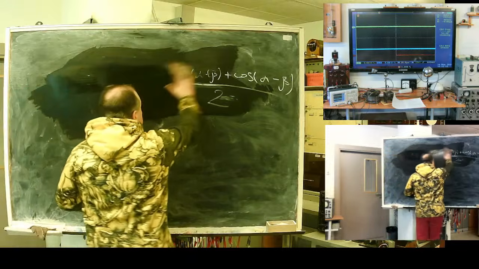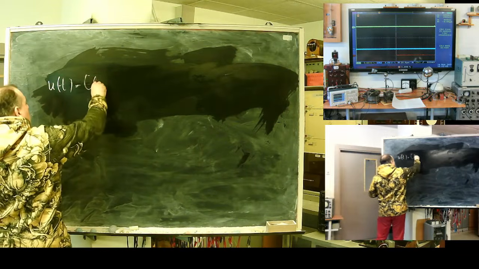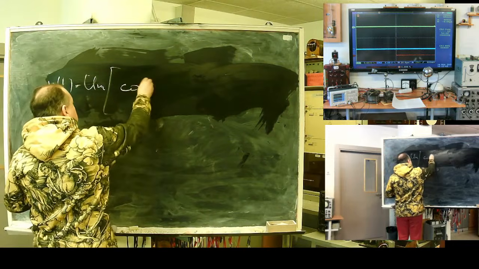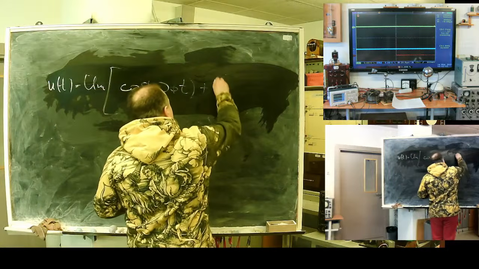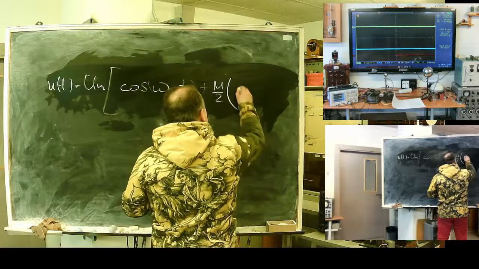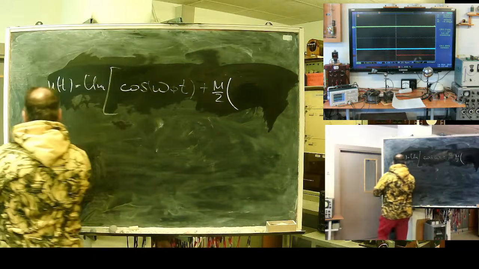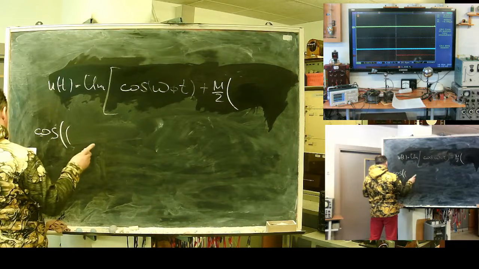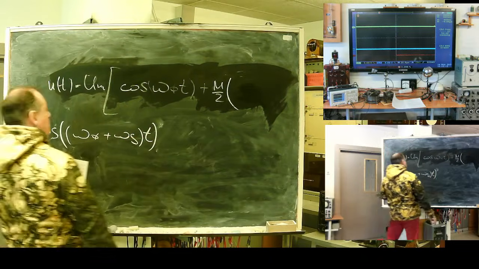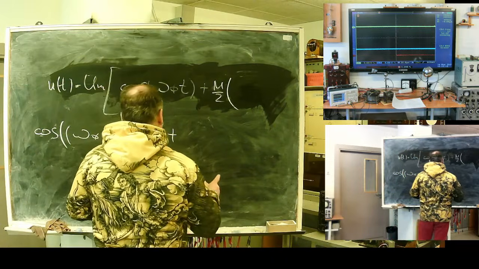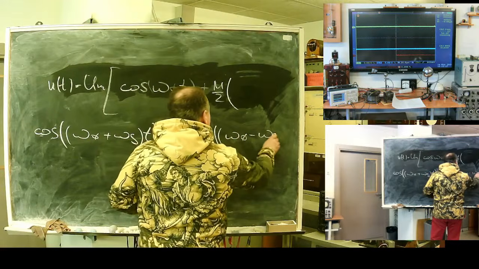So my modulated signal can be rewritten as U max multiplied by cosine omega 0 time, plus m divided by 2 multiplied by cosine of omega 0 plus omega s time, plus cosine of omega 0 minus omega s time.